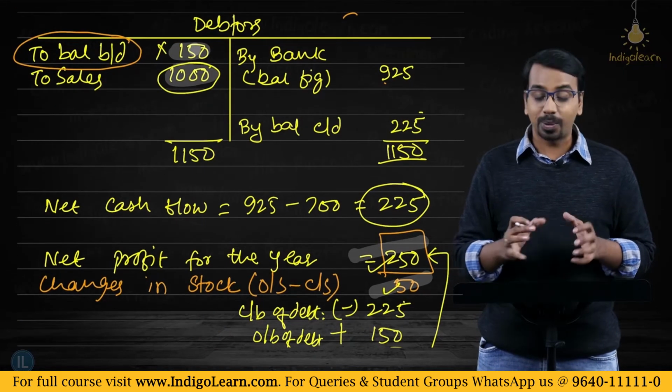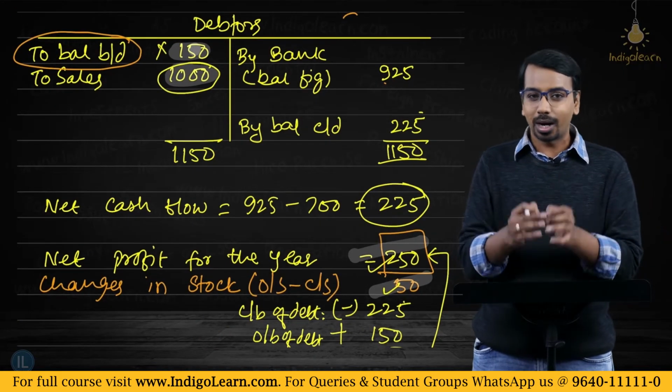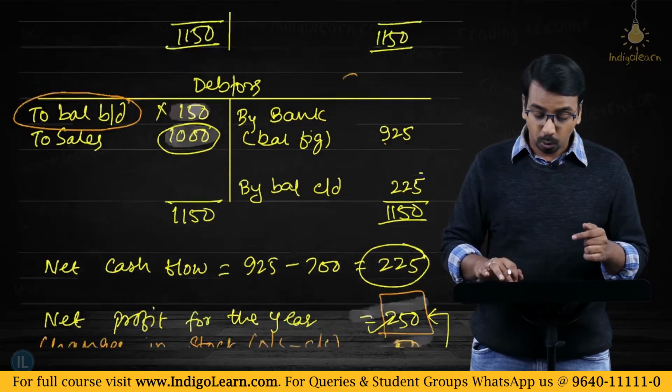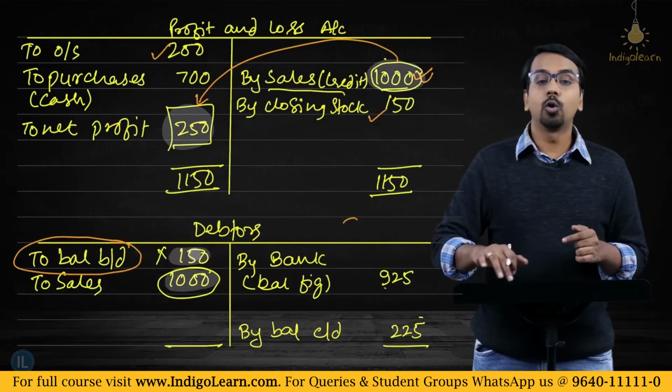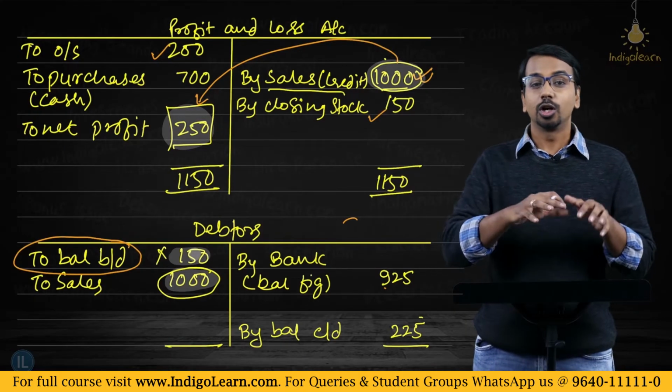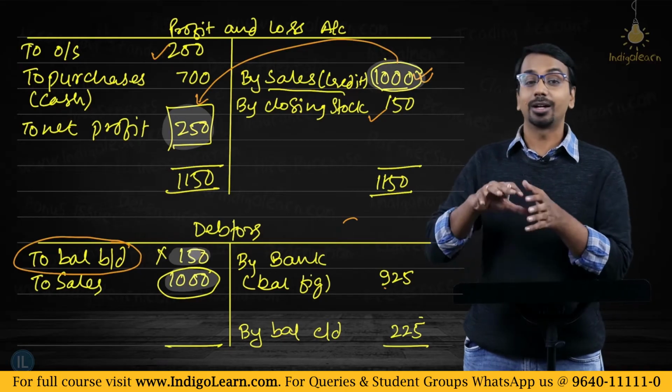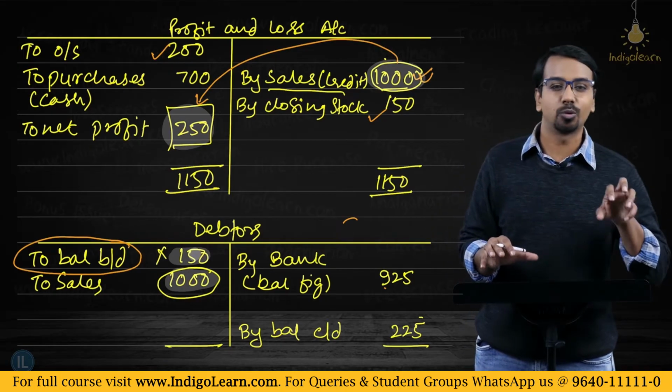The reason why we split into opening and closing balance is to understand that the opening balance we have collected, so that is what we need to add, because the opening balance we have nowhere considered in the profit and loss account. The closing balance we have not yet collected, right? So that portion should be excluded, and that closing balance is out of the current year portion only.